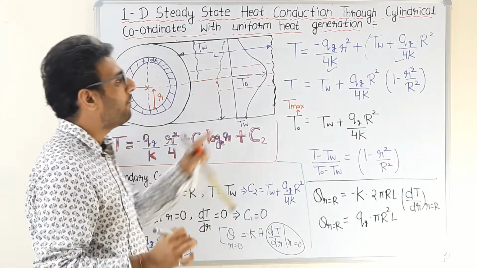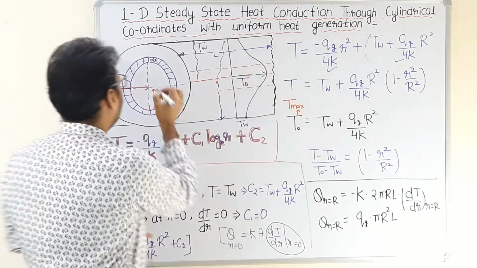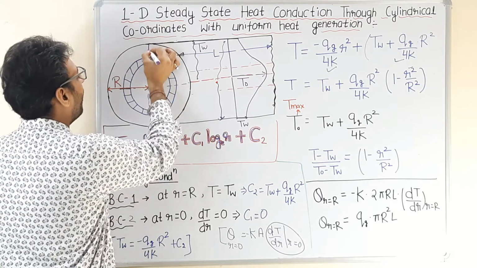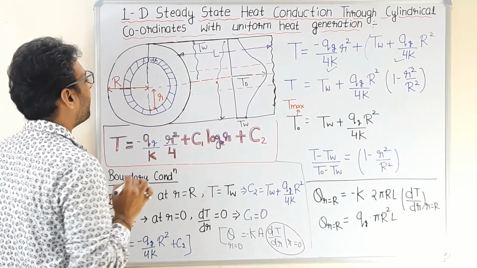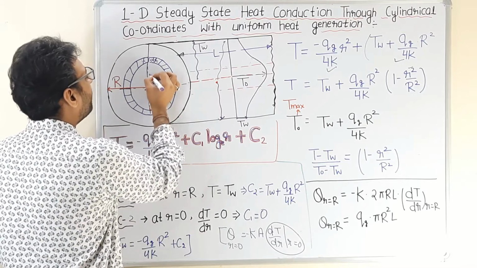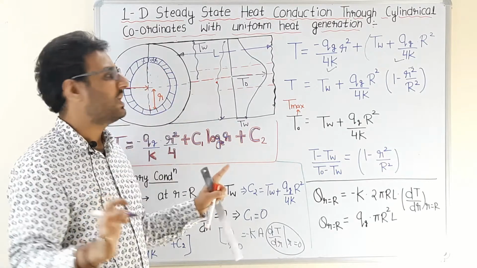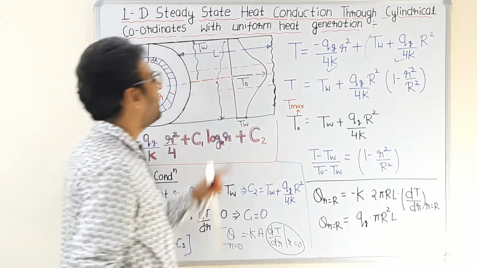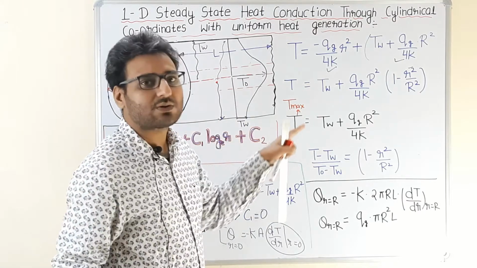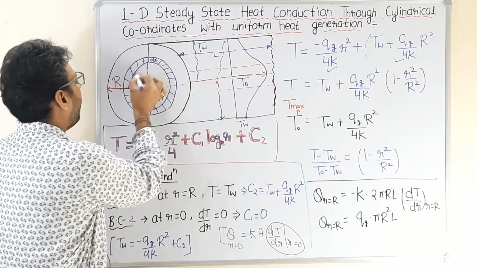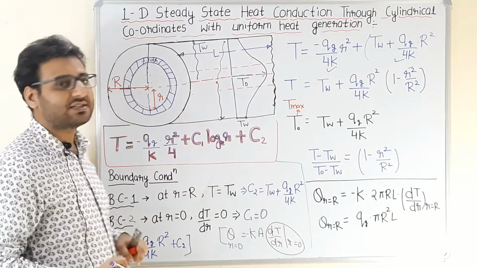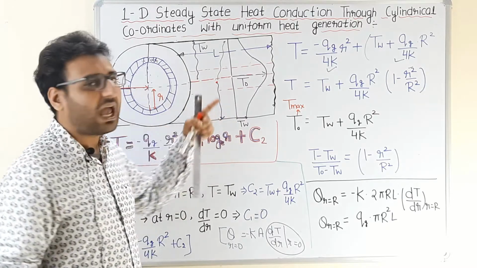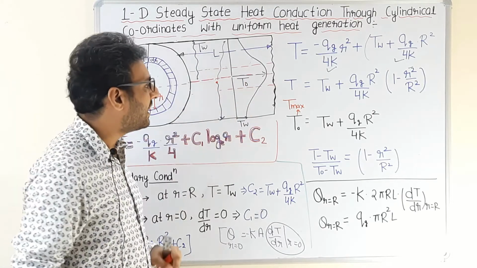We have to put only the value of r. Suppose the radius of this cylinder is 10 mm. We can put 1 mm, 2 mm, at any radius, and determine the temperature in the cylinder. The temperature is constant at a given radius in the cylinder. So we can determine in this way the temperature at every point in this cylinder.